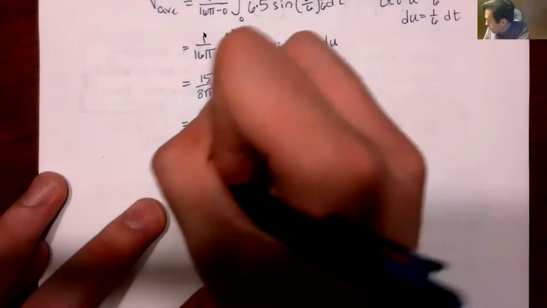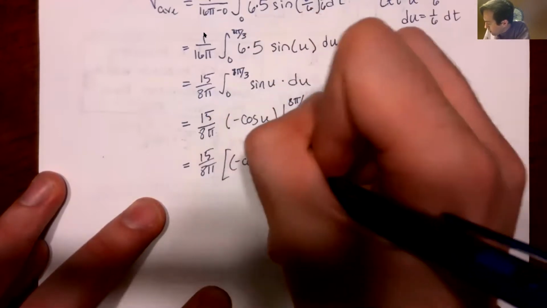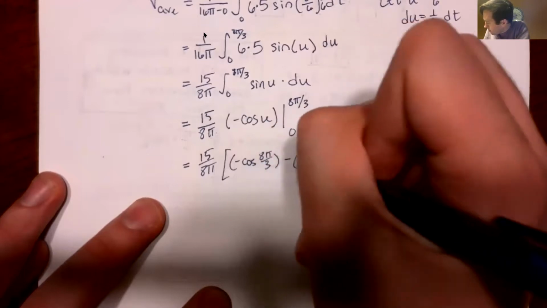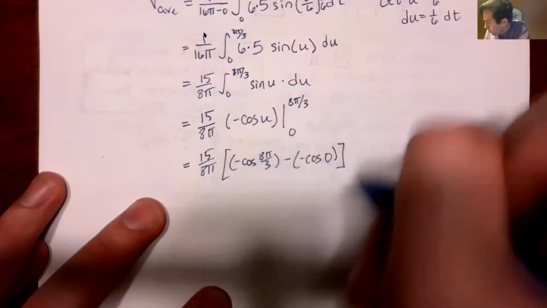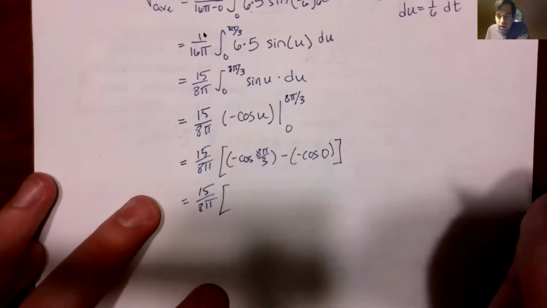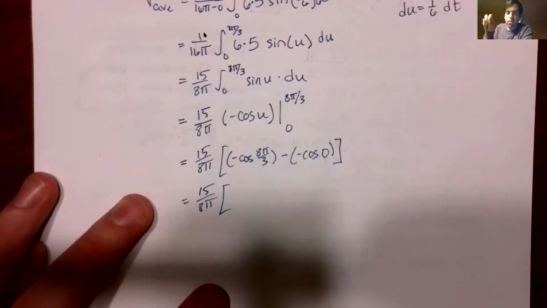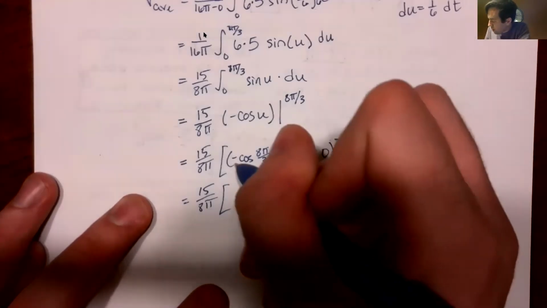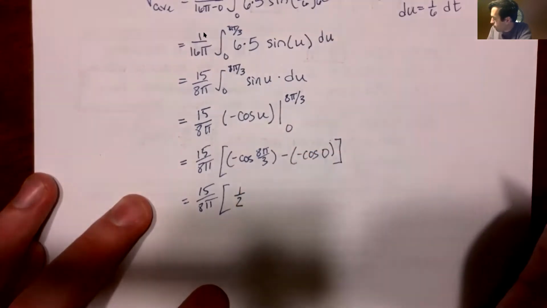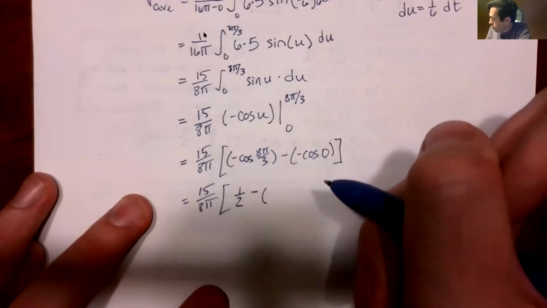So we're going to plug these values in. We get 15 over 8π times negative cosine of 8π over 3 minus negative cosine of 0. And 8π over 3 is more than 2π, right? 2π would be 6π over 3. So if we kind of cycle around our unit circle, we're going to get 1, 2, 3, 4, 5, 6π, 7, 8. So it's really the same as cosine of 2π over 3. This is negative 1/2, and there's a negative in front. So it becomes positive 1/2 minus the negative cosine of 0. Cosine of 0 is 1.